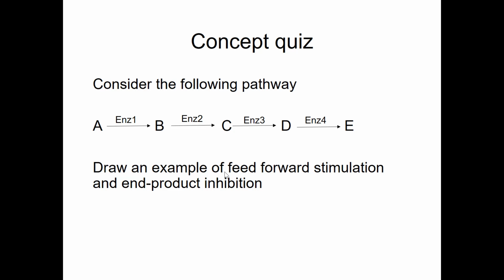Okay, so let's take a second to test your knowledge. Consider the following pathway, and this is a simple pathway, no branch points. You have 4 enzymes. Enzyme 1 converts A to B, enzyme 2 converts B to C, enzyme 3 takes C to D, and enzyme 4 takes D to our final product E. So take a minute to draw an example of both feed-forward stimulation as well as end product inhibition.